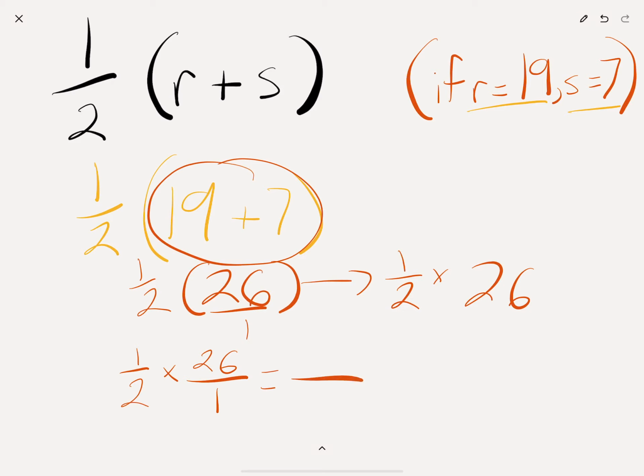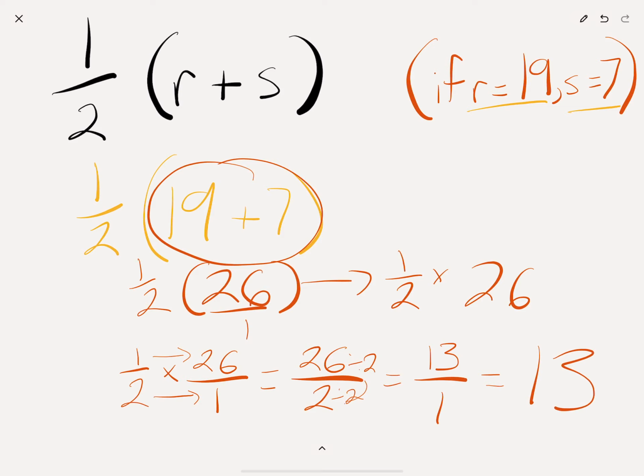Remember, multiplying fractions, we multiply straight across. Numerator times numerator. 1 times 26 is 26. 2 times 1 is 2. Right? That is an acceptable answer. If you want to divide or simplify this, 2 will go into both 26 and 2. 2 will go into 26 13 times. 2 will go into 2 1 time. And if you remember what I said earlier, any number over 1 is simply equal to that number. So we just simplified 26 over 2 into 13.